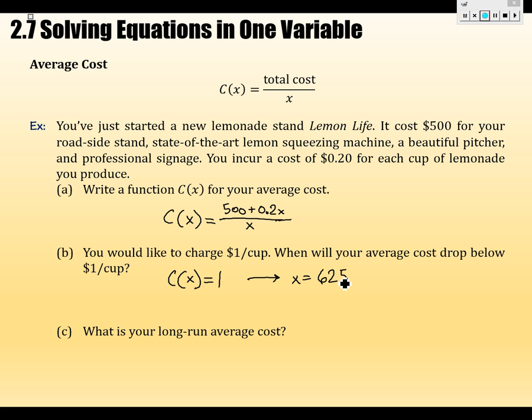And as you leave, what's the long run average cost going to be as we produce millions of cups? It'll go down to what? 0.2. Yeah. All right. Asymptotes in the real world. That's what we're doing here.